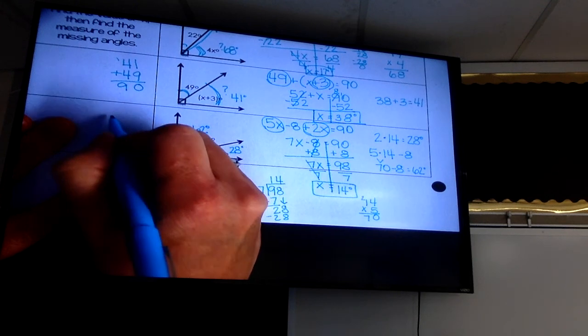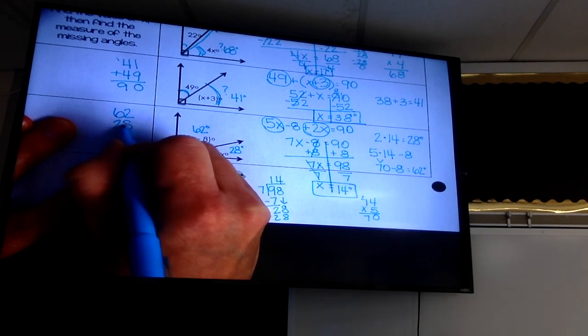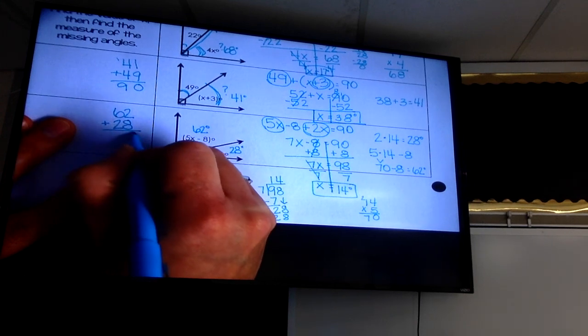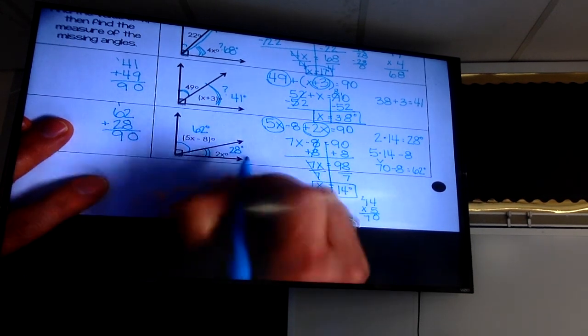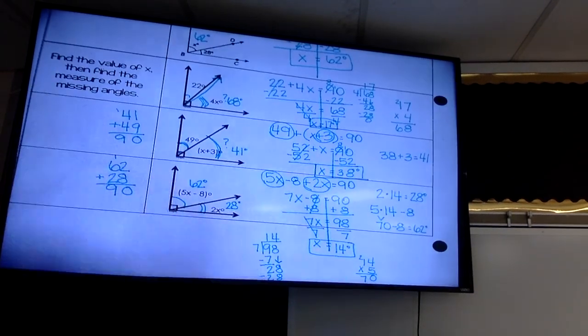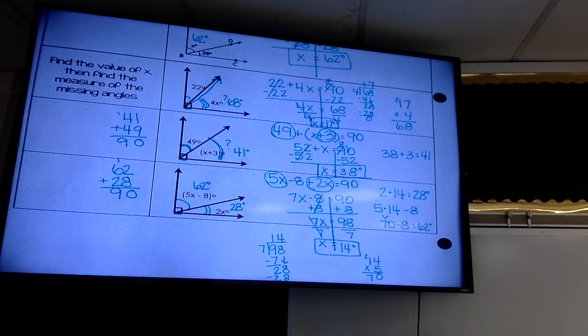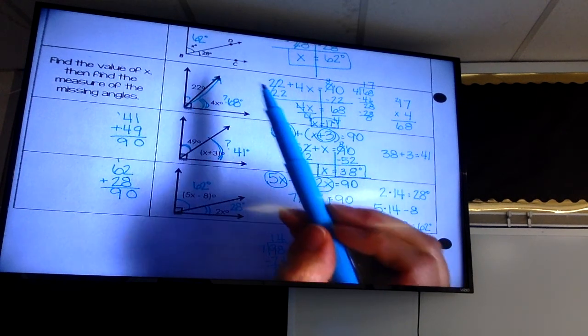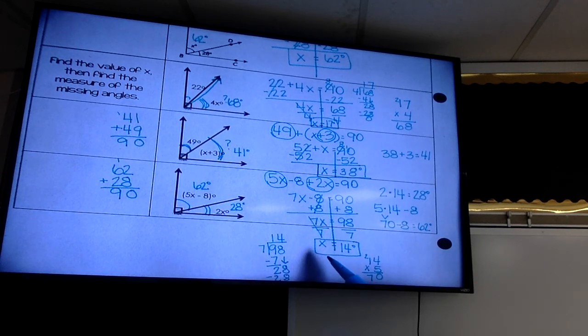And again, I can check my answer. I thought one angle was 62. I think the other one is 28. If I add them together, they should form a 90-degree angle. And in fact, it does. So I must have solved it correctly. So again, on these 3 problems, it's not as simple as telling me what x is. If this was a test, I would want to see your equation. I would want to see you solve for x. And then I would want to see you use that x value to figure out the measure of the angles.